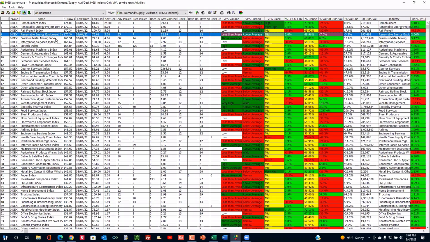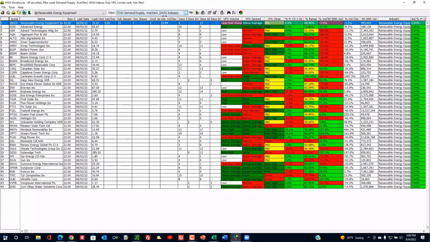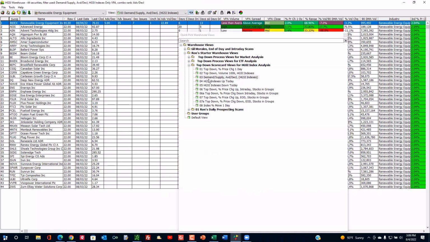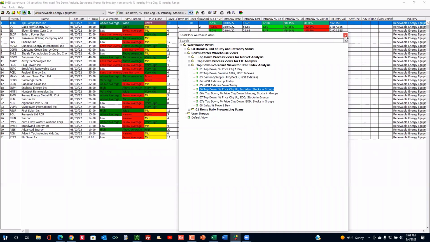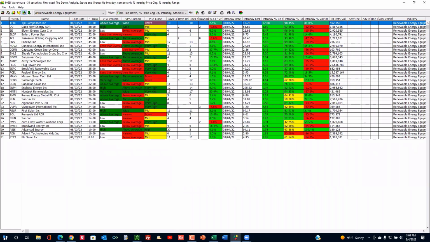Now, let's say that something catches my eye here. Let's go into renewables, and I'm just going to change to the industry group. This is still the same view, and this is why I want you to put my views in here too. I can go down here to number 6, and it shows me which of these stocks in the renewables were up today. And you can see that this column here is all green. So what if I want to take a look at some of these?